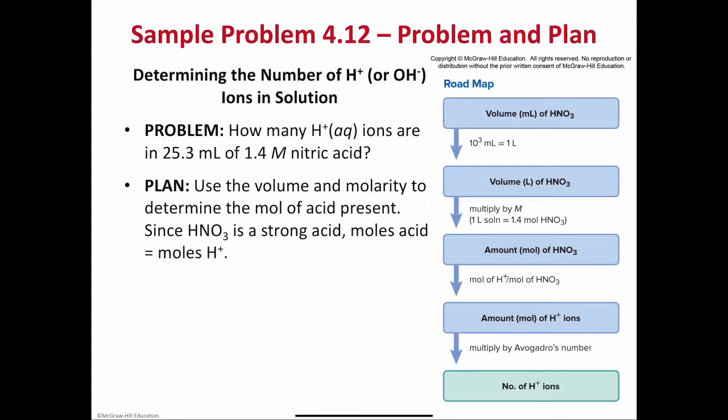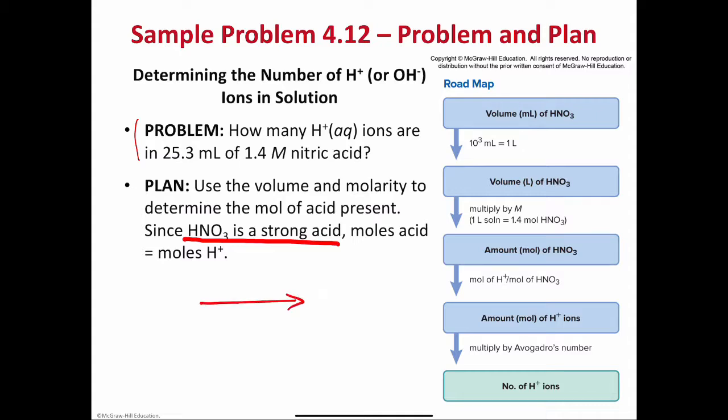So let's take a look at a question here. It's just a good question about interpreting a problem as far as I'm concerned. It says, how many hydrogen ions, or H plus ions, are in 25.3 milliliters of 1.4 molar nitric acid? The first thing I would do is ask myself, what do I know about nitric acid? If you memorize the list of strong acids, you'll know that nitric acid is a strong acid. That means it's going to undergo complete dissociation.